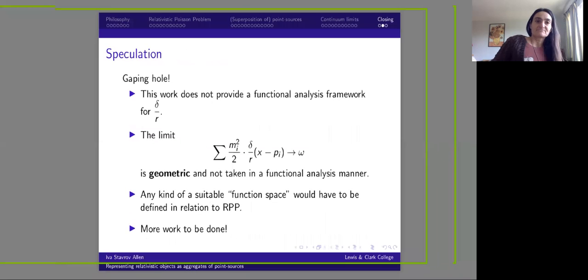But I'm going to make a speculation here of sorts. What I've shown you doesn't fit within any sort of functional analysis framework. And I want to speculate that actually that can be done. And I'd love to do that work, but then again, I'm also waiting for the right student to do it with me. So I think I'll leave it at that.